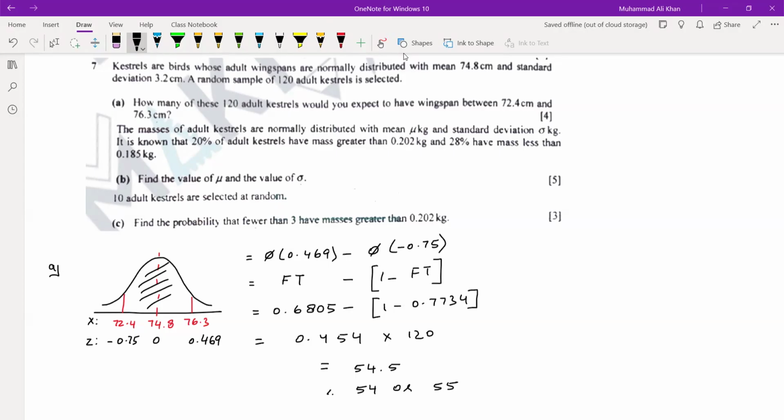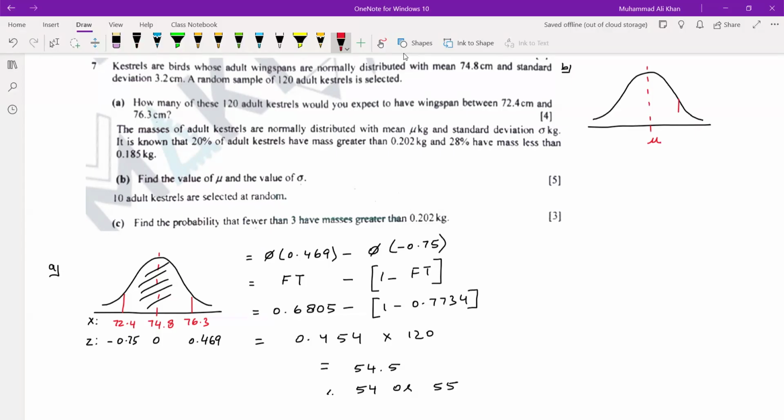Now, in part B, the masses of adult kestrels are normally distributed with mean mu and standard deviation sigma. They are not given. It is known that 20%... Okay, I'm making a curve first. What they are saying is that the mean is mu. And 20% of adults have mass greater than 0.202.